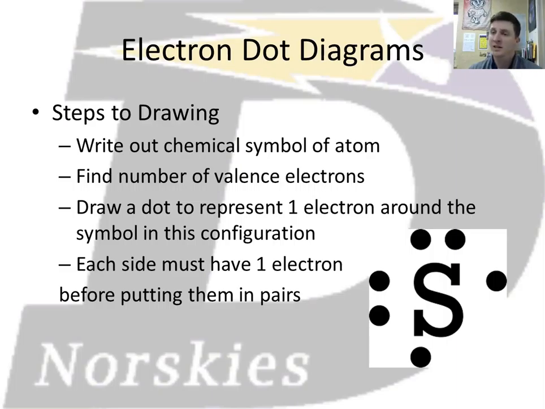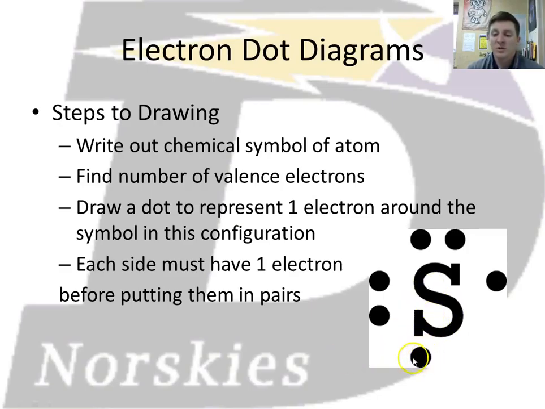All right. Again, this is a model. Models are not completely accurate. I know the nucleus has protons and neutrons, and we're not going to signify that in an electron dot diagram because we're concerned about electrons. Then you must find out the number of valence electrons. Sulfur is in main group 6. It's going to have 6 valence electrons. You're then going to draw 1 dot to represent 1 electron around the symbol in this configuration.